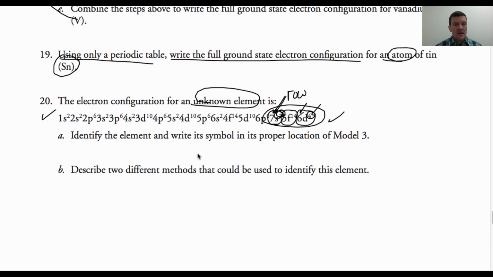All right. Describe 2 different methods that could be used to identify the element. Well, I just gave you one. We use the ending portion of the electron configuration to discover what that element is. Okay? And by using the periodic table, and knowing the order in which these orbitals get filled, we should be able to find any element on the periodic table. Okay?